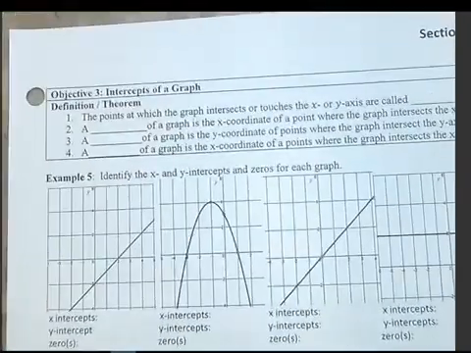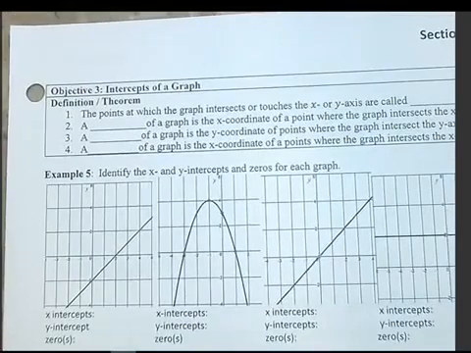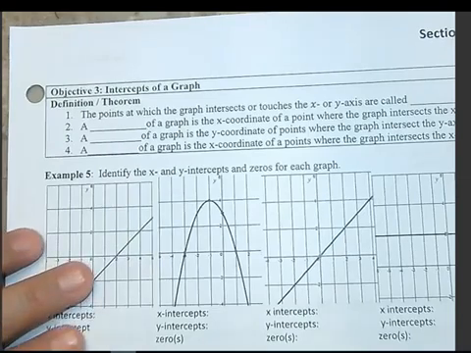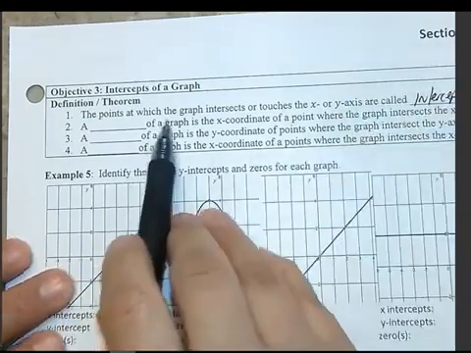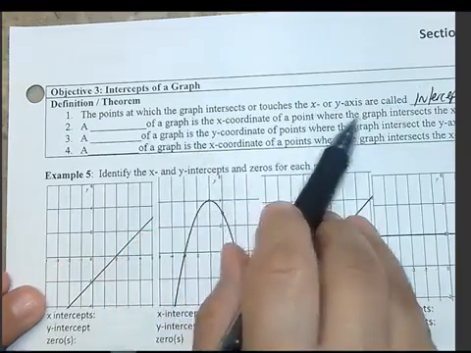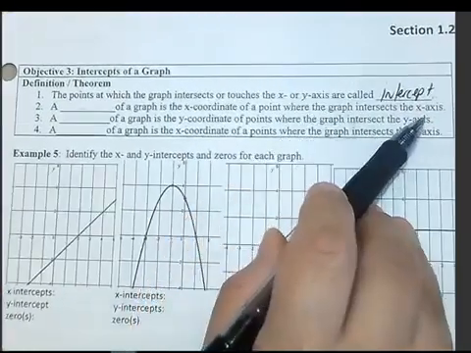the intercepts of a graph. And so now we'll learn a second way of graphing these equations. But first, let's look at what an intercept is. So these are points at which the graph intersects or touches the x and y axis. We call them intercepts.